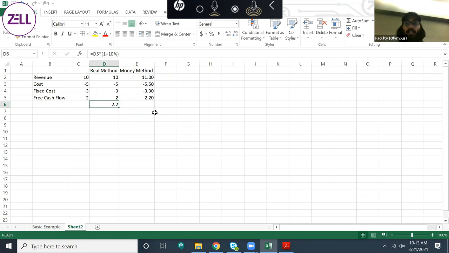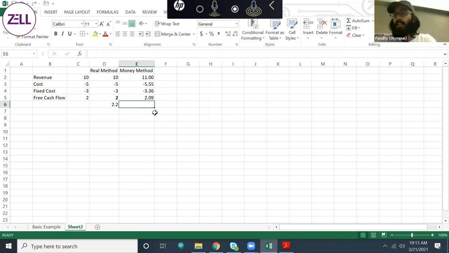Now, this is the basic one. Now, let's come to the technical one. See, money methods are typically used because your inflation may not be linear for all the materials. When I say linear, that means your fixed cost will go up by 5%, but your revenue will go up by only 2%. So there are different inflation rates for different kinds of materials, right? Because inflation is driven basically by the demand and supply that we have.